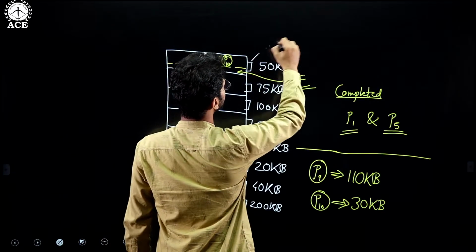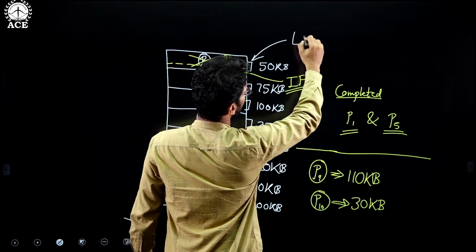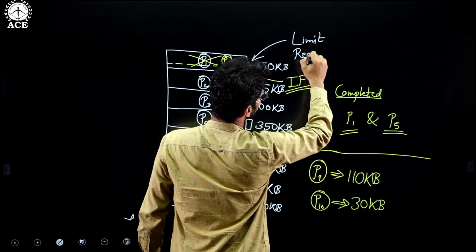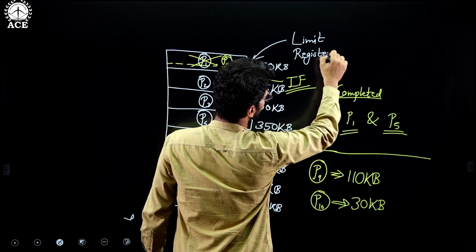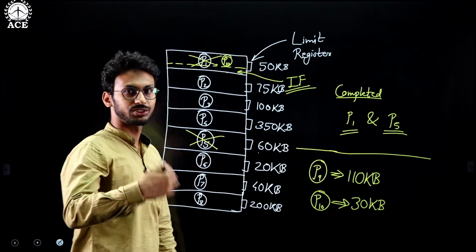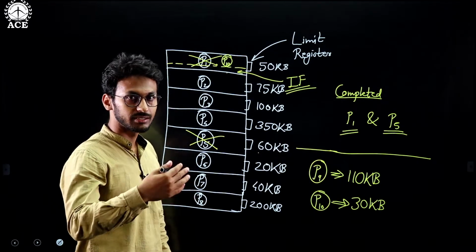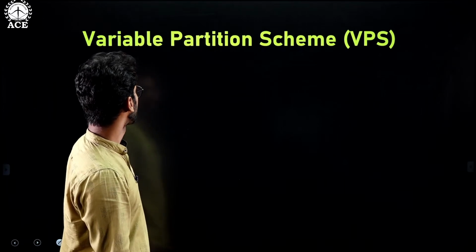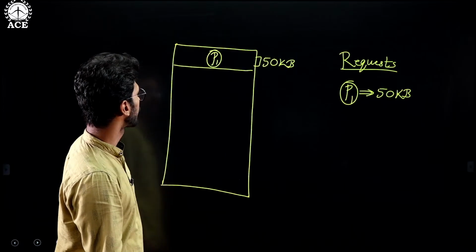This is limit register. Lower limit register contains lower starting address. Upper limit register contains ending address of that memory slot. Done.